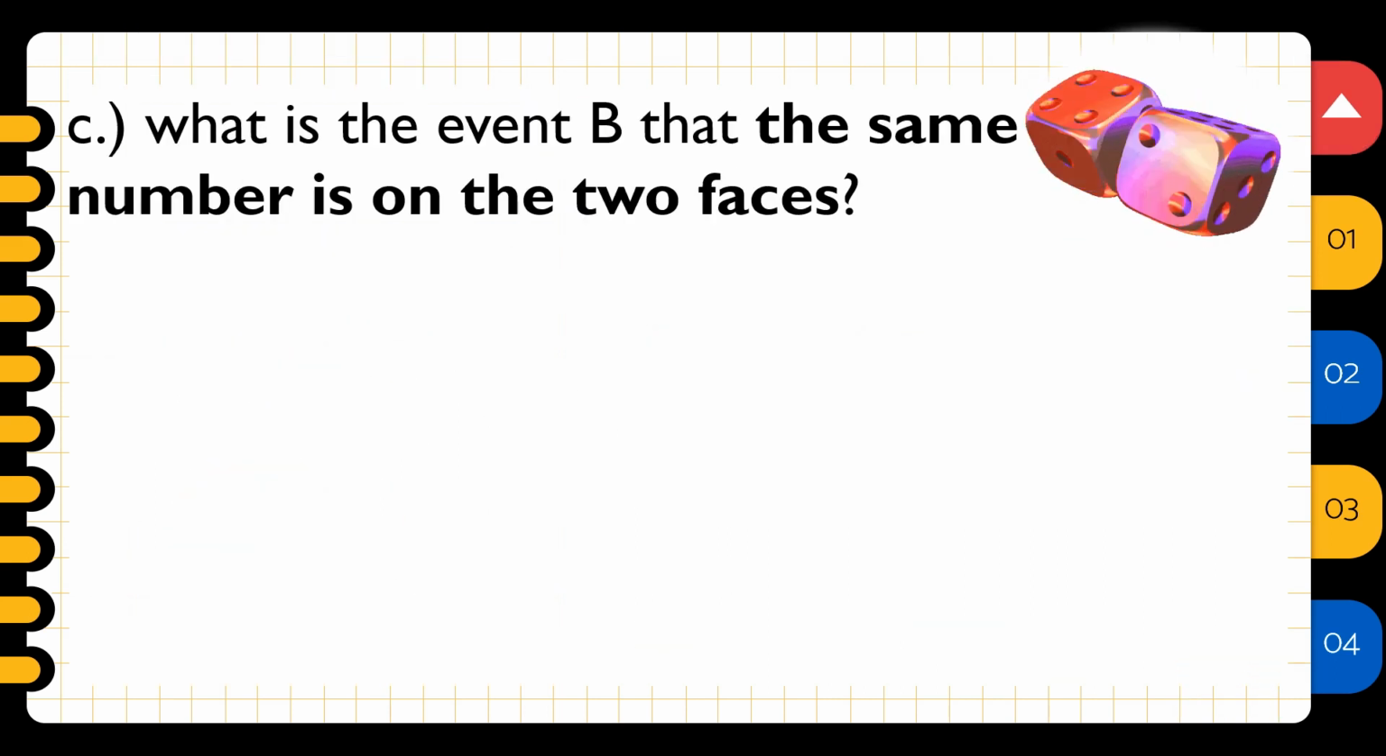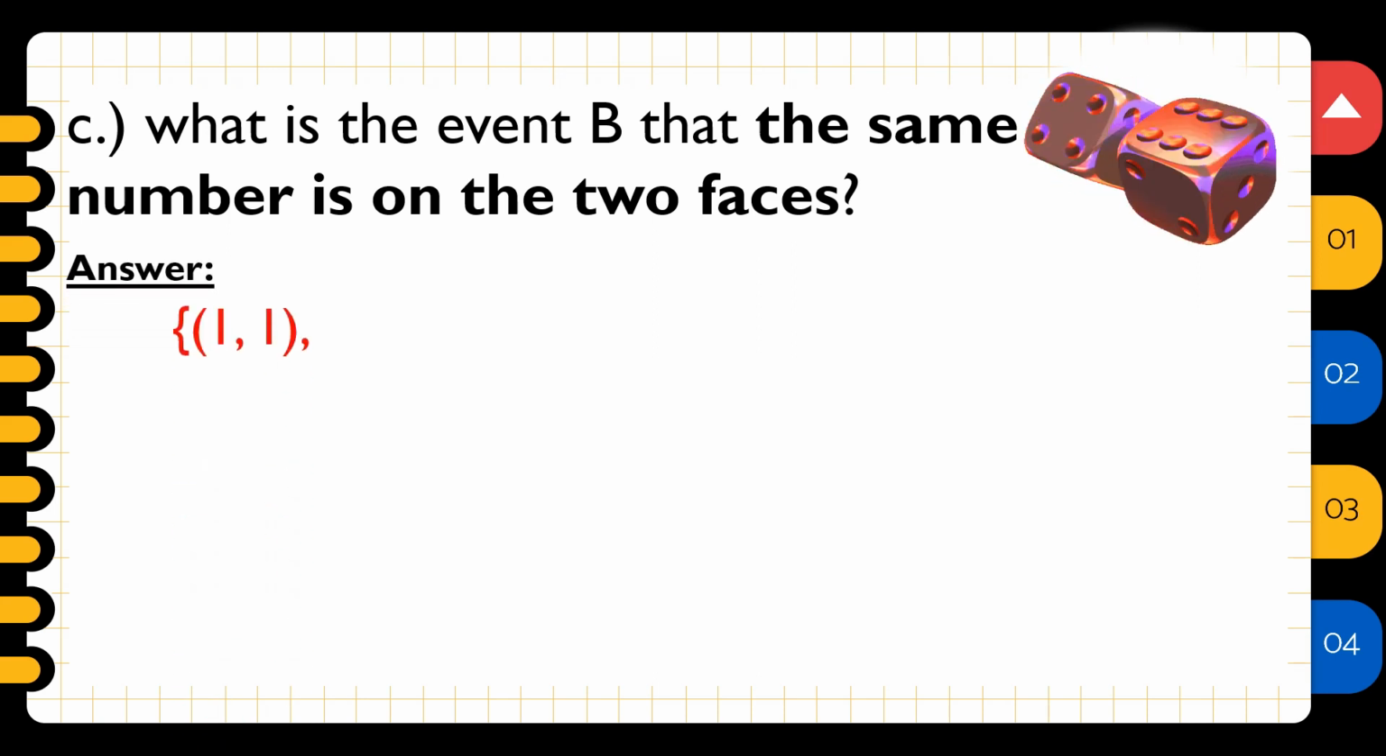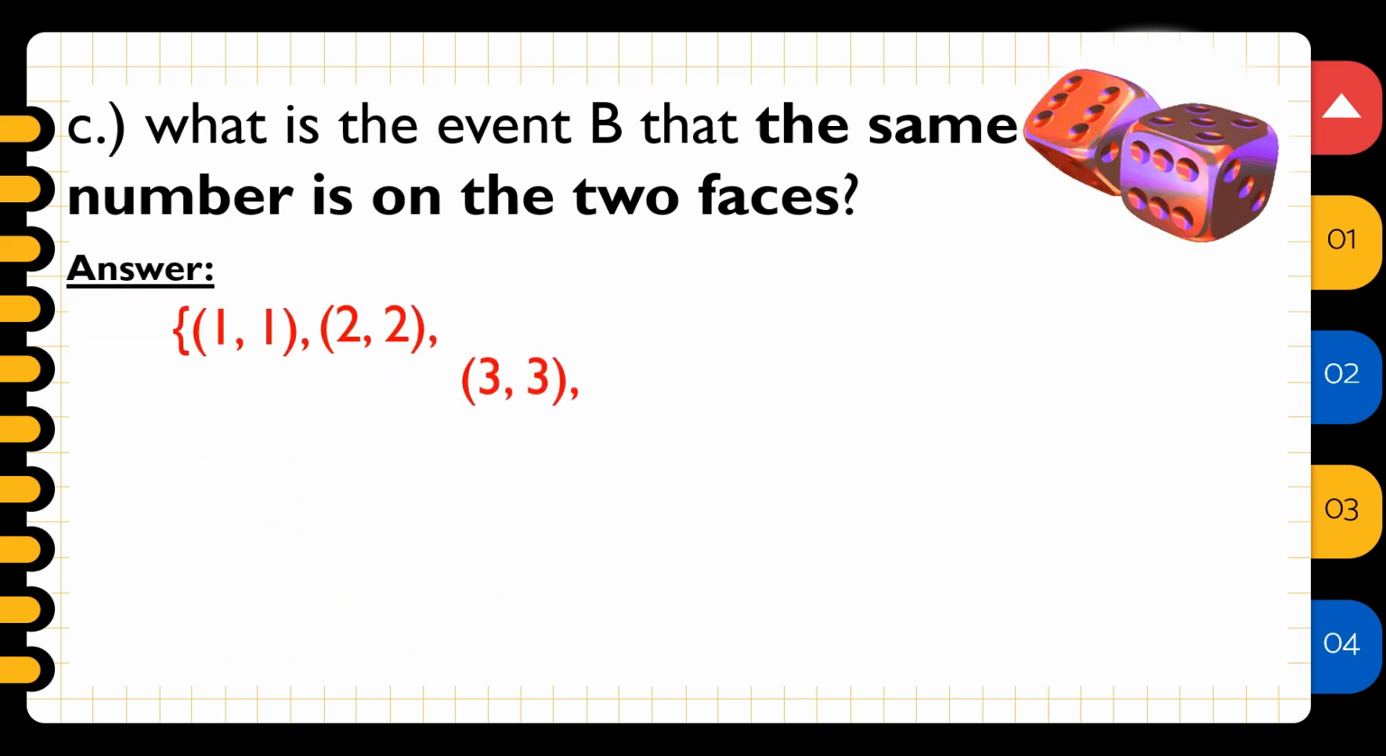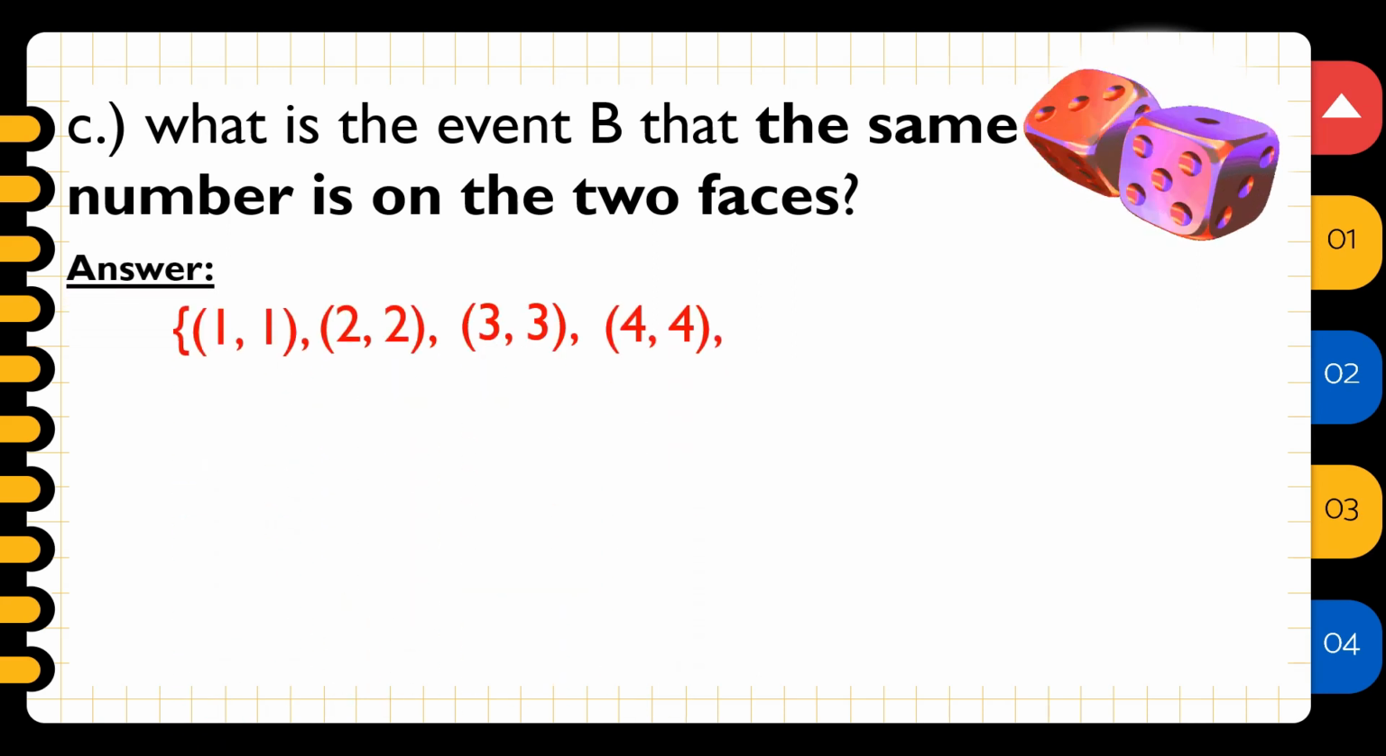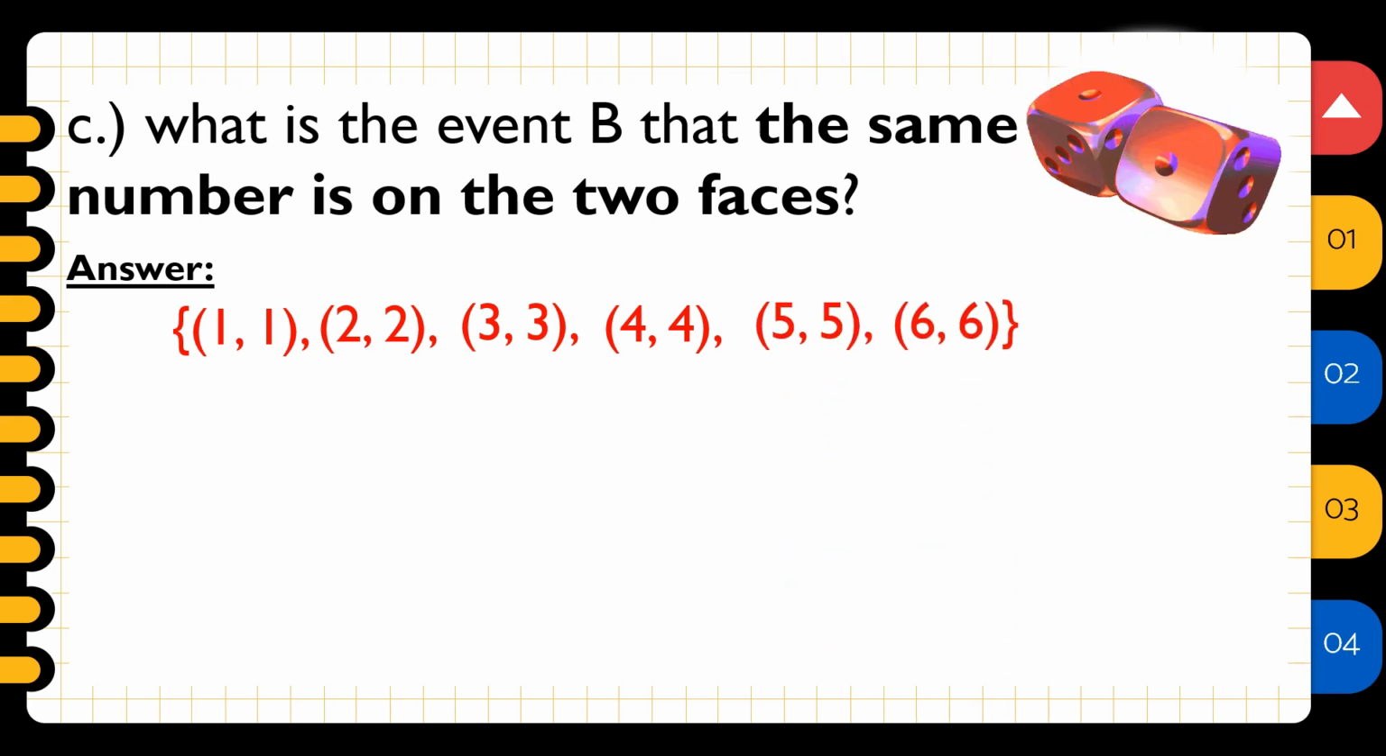Let us have letter C. What is the event B that the same number is on the two faces? We know that when we talk about die, there are only 6 numbers from 1 to 6. So if we are talking about same number on the two faces, will be 1 and 1, 2 and 2, 3 and 3, 4 and 4, 5 and 5, and 6 and 6.